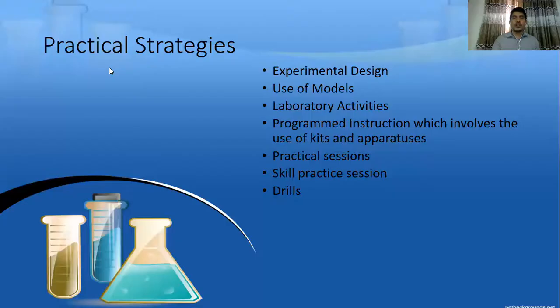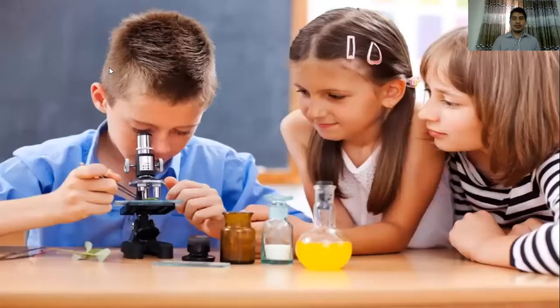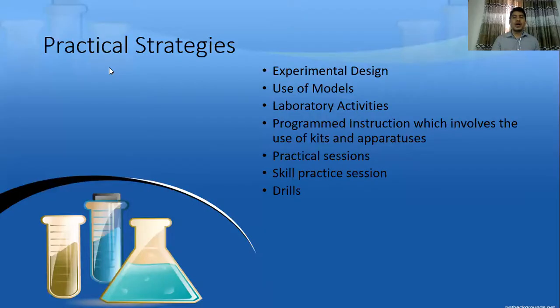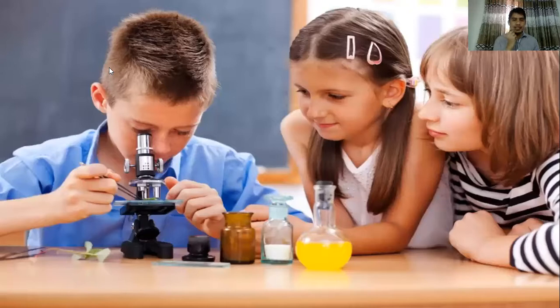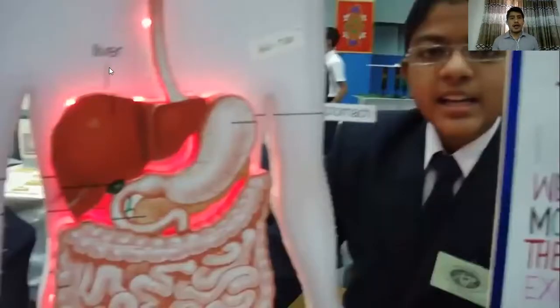Let's move on to use of models. Oh, I'm sorry. Let's move on to laboratory activities first. Here we ask the kids to go to the laboratory to do an experiment. If you notice in the picture, the child is looking at the micro view of a leaf that they placed in the microscope. That laboratory activity can be fun and joyful among your students. Now, here's the next one. It's the use of models.